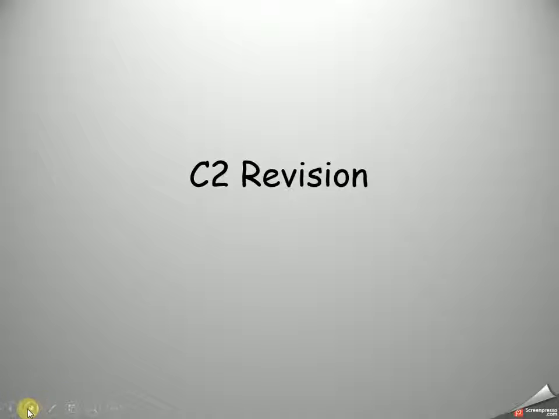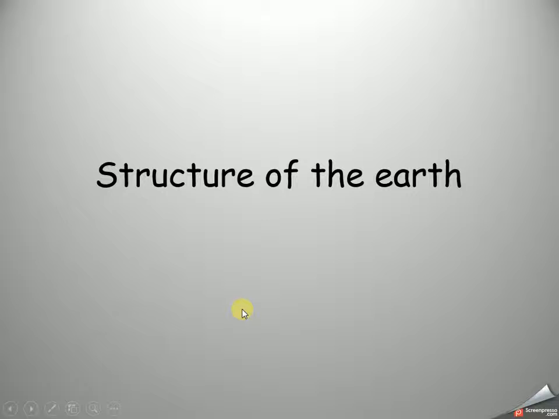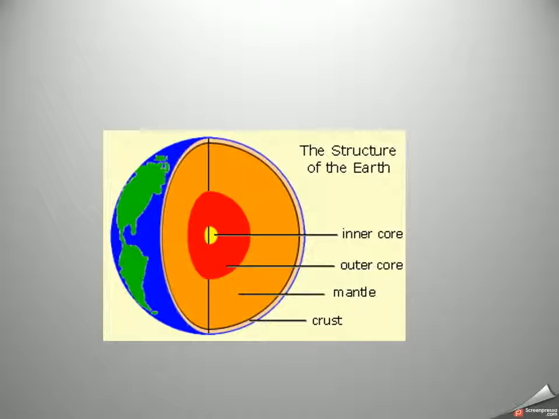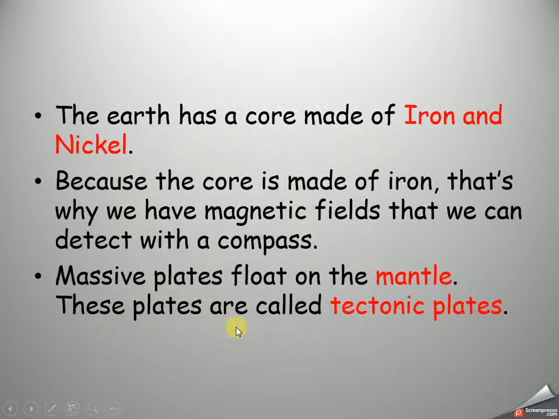Now, the structure of the Earth is pretty much made of the core, the mantle, and the crust on the outside. What you've got to know is that there's an inner core, which is the inner bit, and there's an outer core right here. This is the mantle, and this is the crust. The thing you need to know about the crust is that it's actually made up of loads of different plates called tectonic plates. We're going to talk about that in a second.